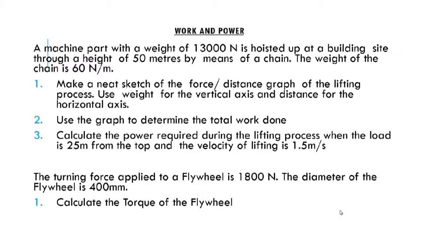How many objects do we have here? We have two objects. We have a machine with a weight of 13,000 newtons, and we have a chain, which is used to lift this machine to the top of the building, with a weight given as 60 newton per meter. We want to deal with this one first before we draw.